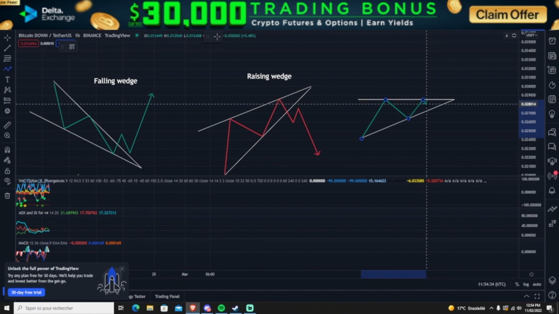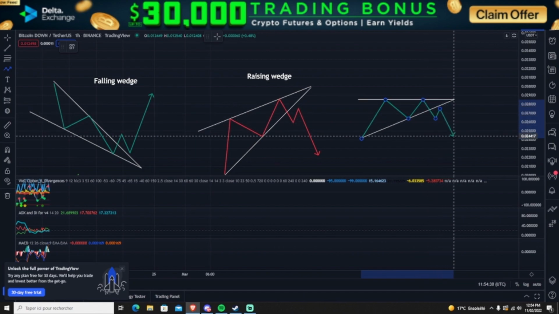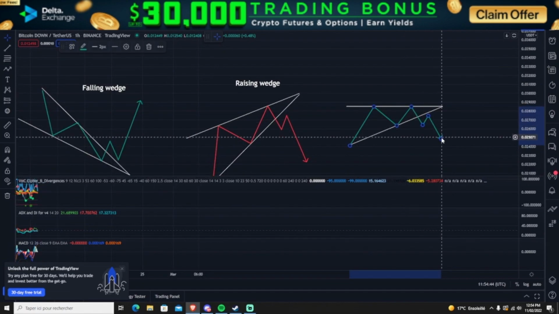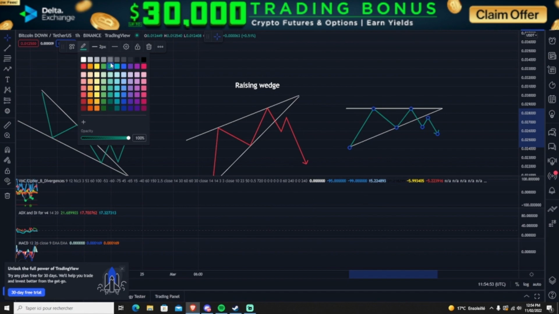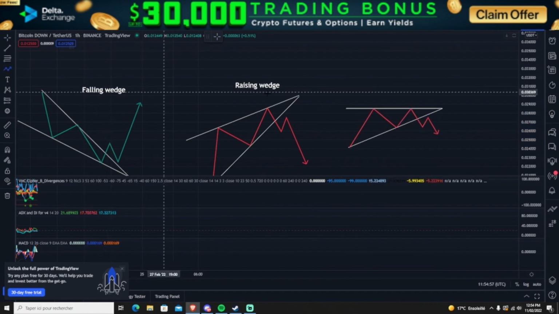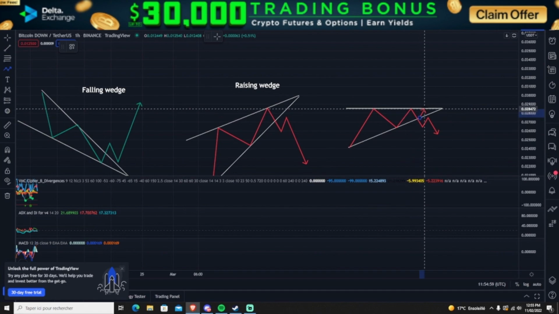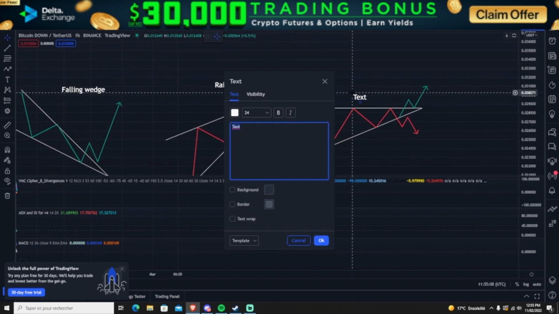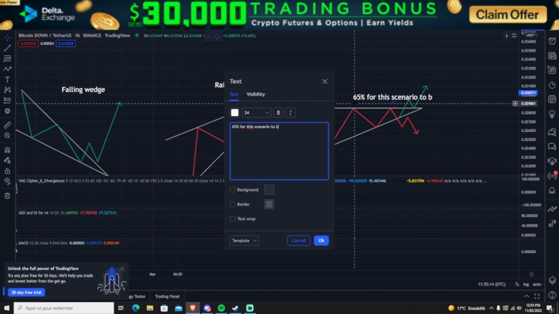So on an ascending triangle, the price could break below, and if it does, the correction won't be huge. There will be a good chance for the price to break up. So there would be like 65% for this scenario to happen.